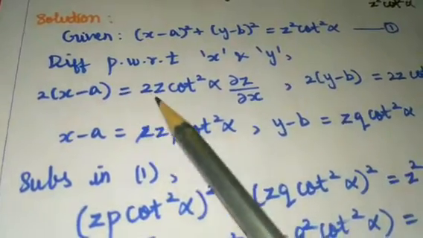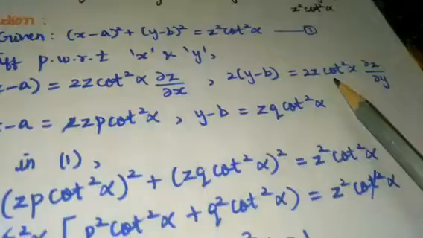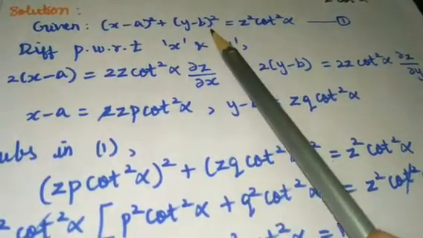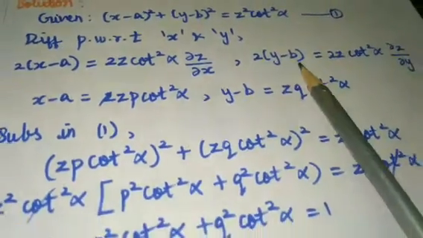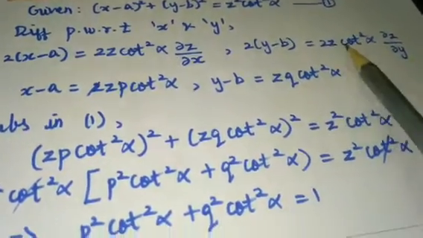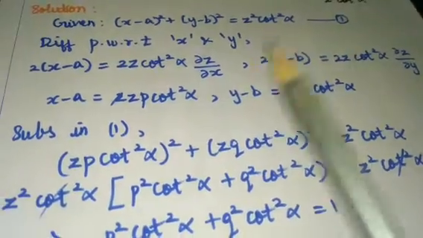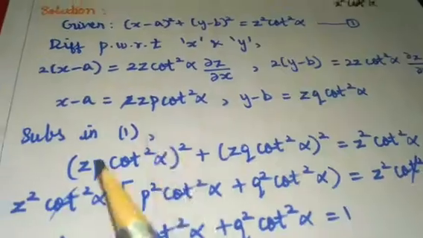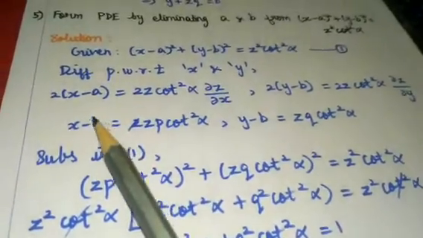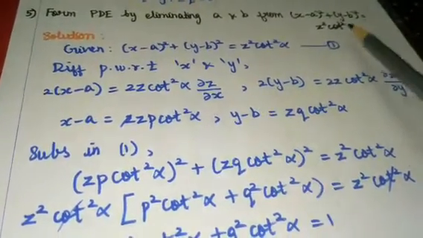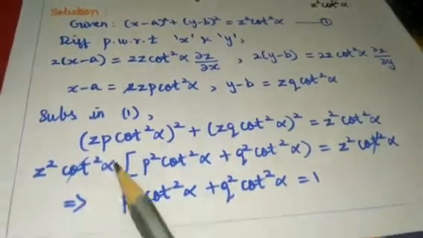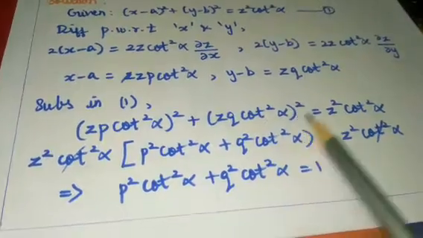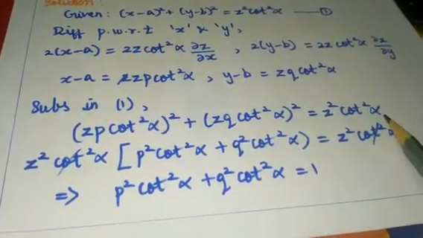Z square gives 2z into dou z by dou x. Again for y, the x term becomes 0 and the y term gives 2 into y minus b, which is equal to 2z into cot square alpha into dou z by dou y. So substitute dou z by dou x equal to p and dou z by dou y equal to q. Substitute these x minus a and y minus b in the given equation. Therefore zp into cot square alpha the whole square plus zq into cot square alpha the whole square equal to z square into cot square alpha.